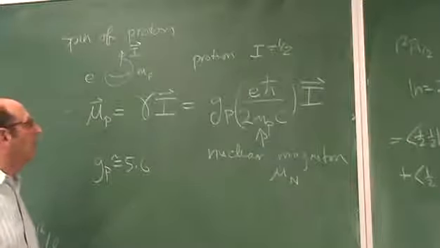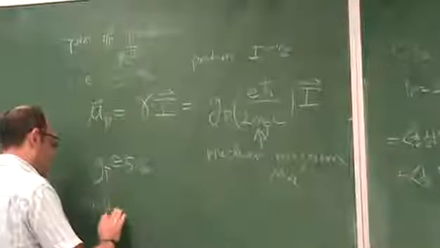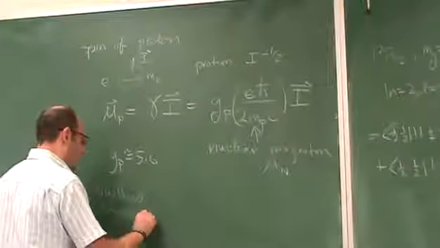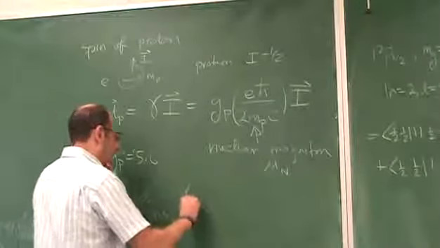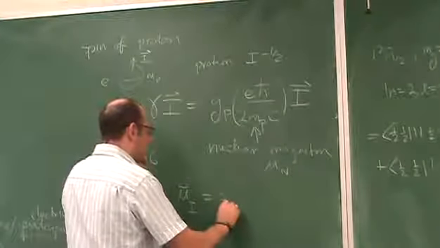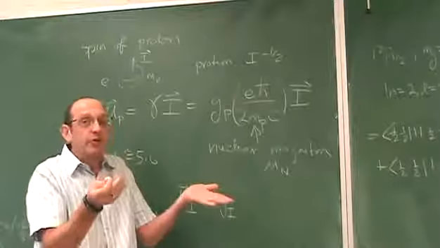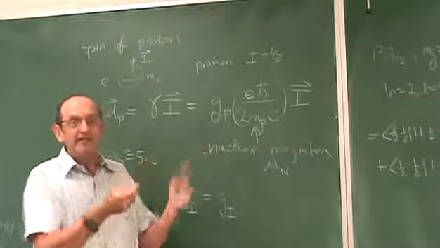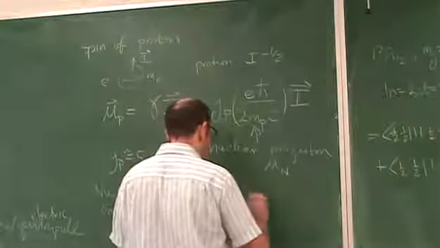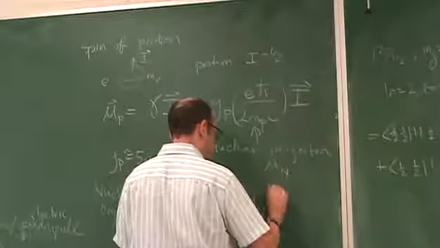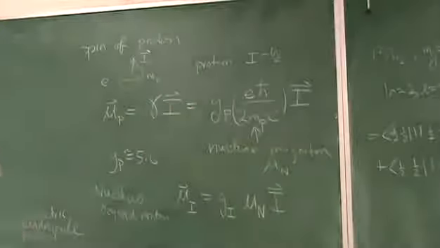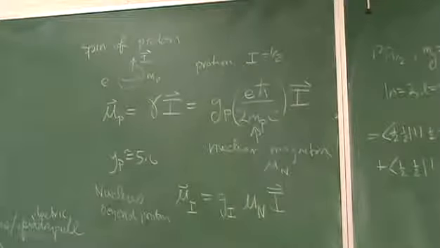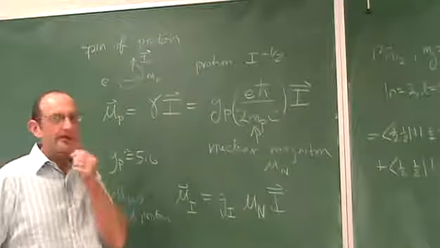More generally, one often talks about a nucleus beyond the proton. And one would write the magnetic moment of the nucleus as the g factor associated with whatever nucleus you have, whether it's a deuteron, the alpha particle, or the cesium nucleus, each has its own g factor, times the nuclear magneton. Which are measured quantities, not calculated. That's correct, to my knowledge. I don't know anything about nuclear physics really well, but they use their measurements.